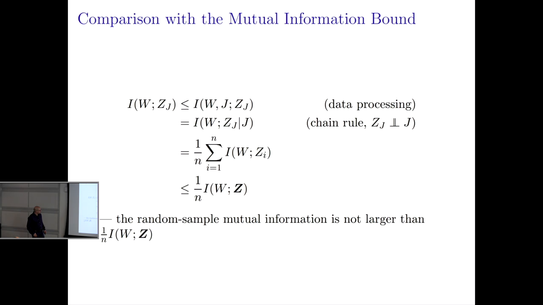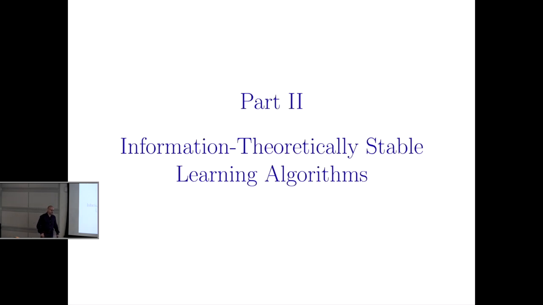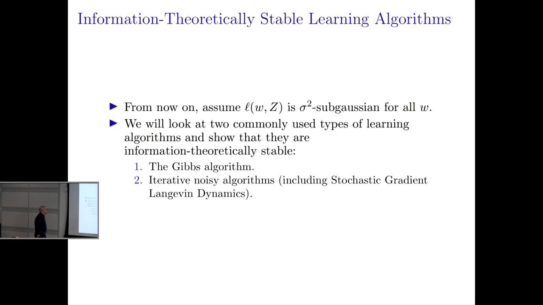So that's that. All right, now I think I've bored you with general theorems enough. Let's see whether we can actually do some computations with this and look at some algorithms that actually have the information stability property. From now on, we're going to assume sub-Gaussianness because it's easiest to work with. And we'll look at two commonly used types of learning algorithms and show that they are in fact information-theoretically stable. There are two. The Gibbs algorithm, which was worked out by Aolin and myself. And then the other class is noisy iterative algorithms such as stochastic gradient Langevin dynamics, where you do stochastic gradient descent and at each iteration you add some Gaussian noise carefully scaled.